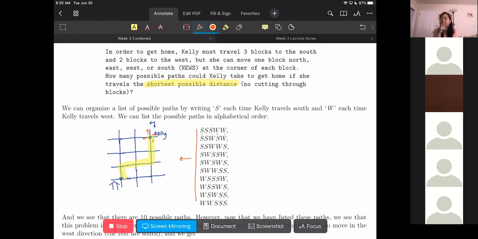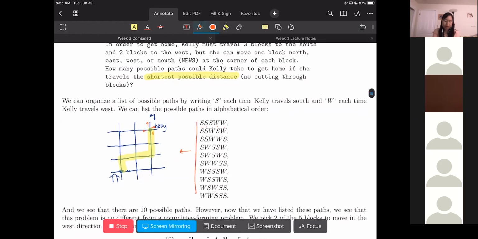Yes, please. And then does everyone see why, if the shortest possible distance is 5, then it can only be 3 souths and 2 wests? We can't have any norths, we can't have any easts, and we can't have any other combination of souths and wests. Yeah? Cool.